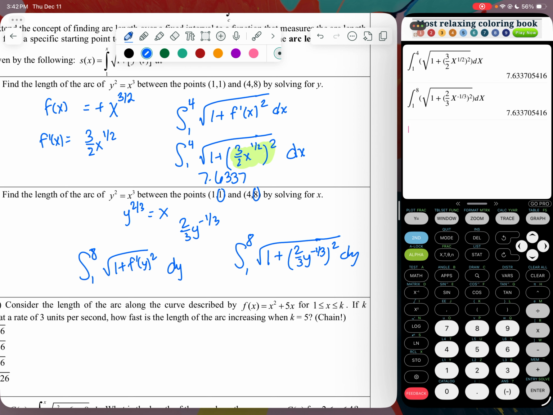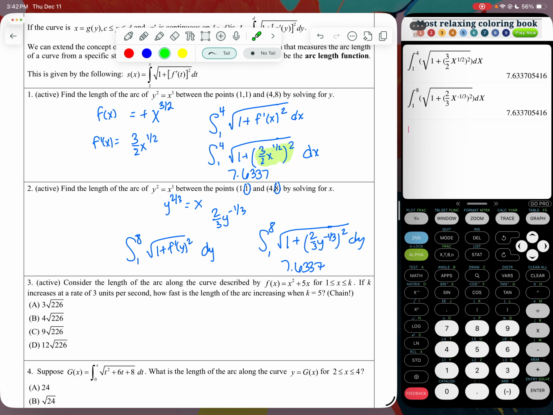And notice how that gives us the same answer of 7.633. So whenever I ask you to find the arc length or find the perimeter, this is what I mean. Same answer, different process depending on if you're solving for y or solving for x. For the most part, it's going to be solving for y, where everything's in terms of x. But there might be times where you have to do number 2.